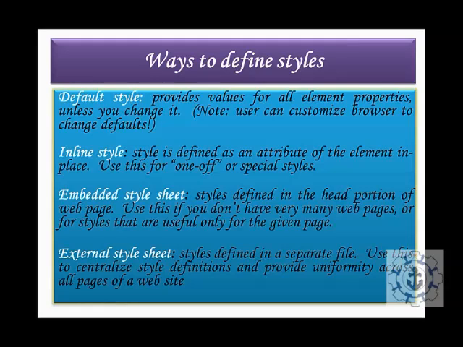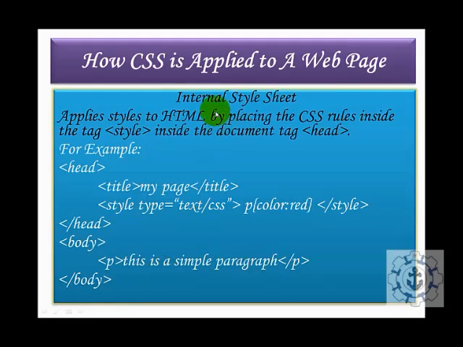External style sheet. The external style sheet is separated from the content, where it is going to have the central control. So styles are defined in a separate file. Use this to centralize the style definition and provide uniformity across all pages of a website. So, an example of an internal style sheet.